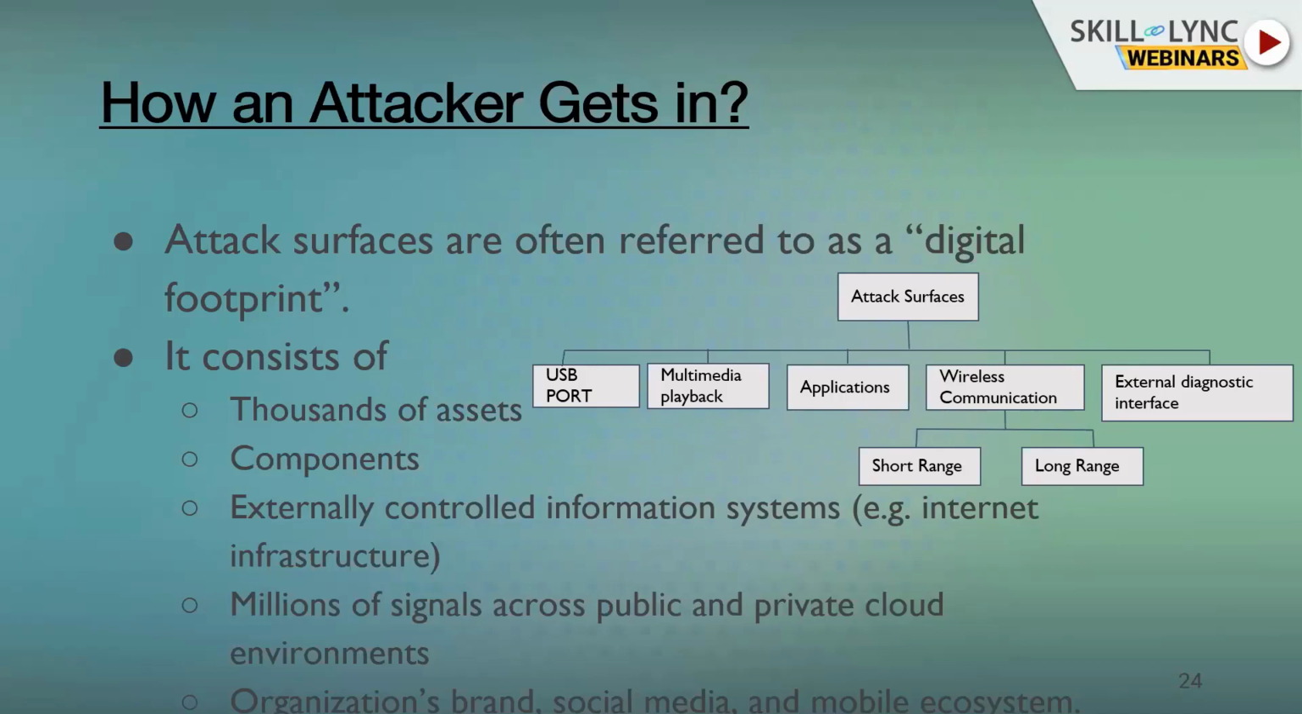Similarly, an attack surface could be related to the assets. So if an attack surface is compromised, your assets could be compromised. It contains the components of externally controlled information systems, like your internet infrastructure, millions of signals across public and private cloud environments, and then organization, brand, social media, and the mobile system. It could be anything. So if your attack surface is compromised, this means your security system has failed in some way.